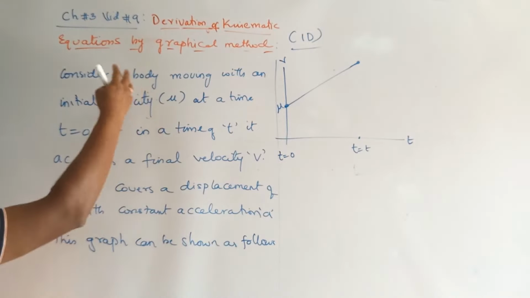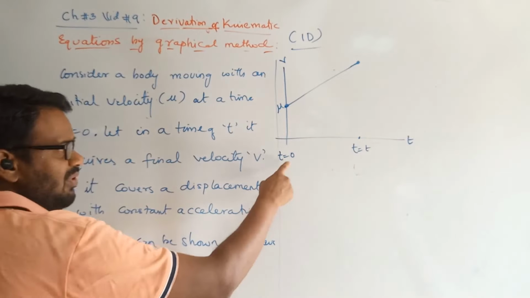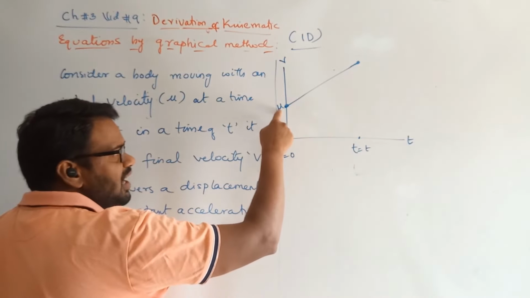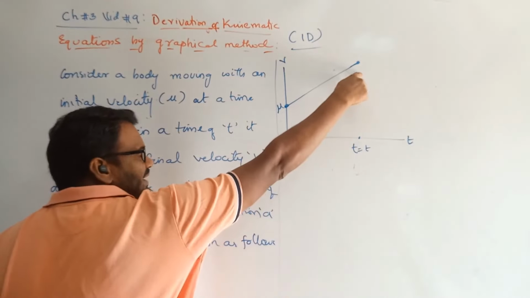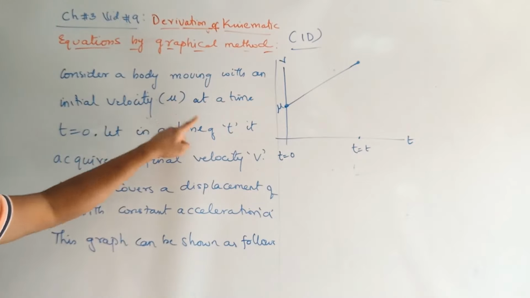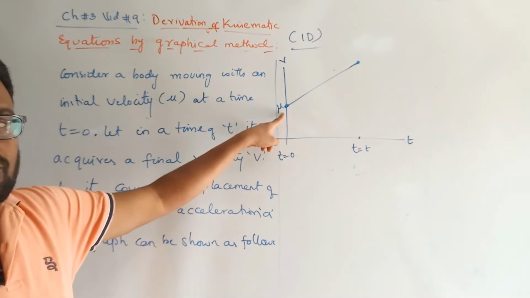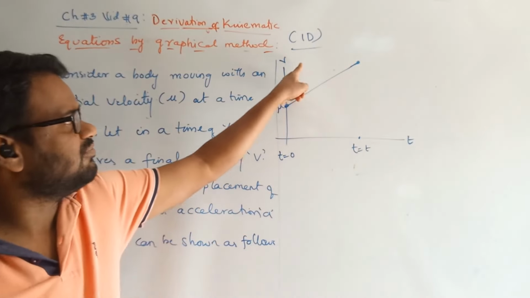This thing can be shown in the form of a graph like this. What is it in the graph? Try to understand now. At a time of t is equals to 0, the body is having an initial velocity. It is not starting from rest. If it starts from rest, the graph would have been taken like this. But at the time of t is equals to 0, the body already has some initial velocity u. After some time t, the body is acquiring some final velocity of v.